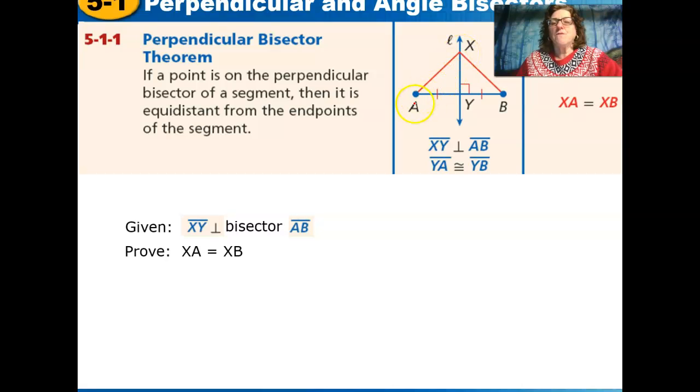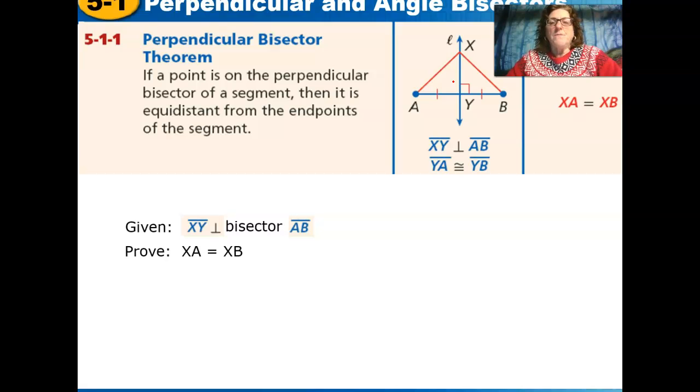It's equidistant from A and B, so we can make a statement AX is equal to XB. That would also be true of Y. We could say that YA is equal to YB if it's on the perpendicular bisector. So in this given problem, we are given that XY is the perpendicular bisector of AB, and we want to prove that XA is equal to XB.